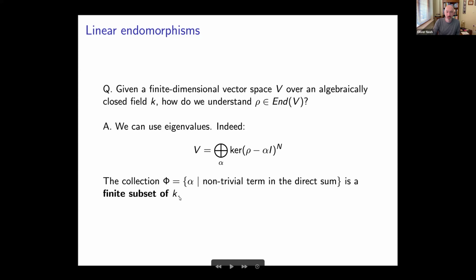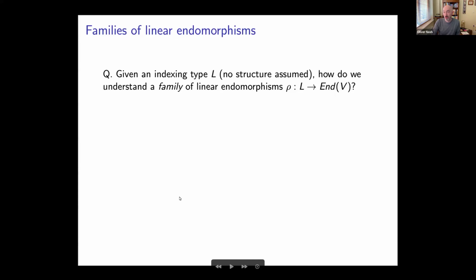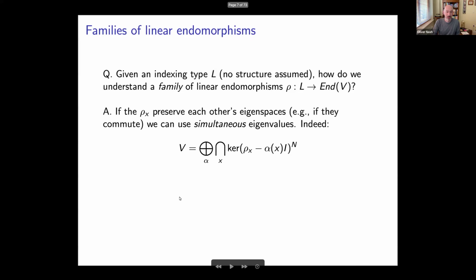Then I have a follow-up question, which is, let's ask about families of endomorphisms. Often it's useful to look at families of objects in mathematics, and so we do that here. Instead of just understanding a single endomorphism, I'd like to understand a family of endomorphisms. So what's the answer? Again, it's eigenvalues, except this time it's simultaneous eigenvalues. So again, we can decompose the ambient space, this vector space V, as a direct sum of simultaneous generalized eigenspaces. Each endomorphism rho X, as X varies through L, has an eigenvalue alpha X, and you sum over these alpha and you get a decomposition.